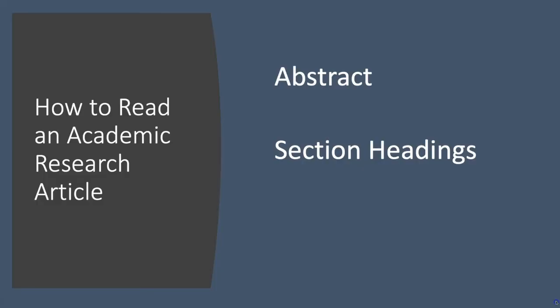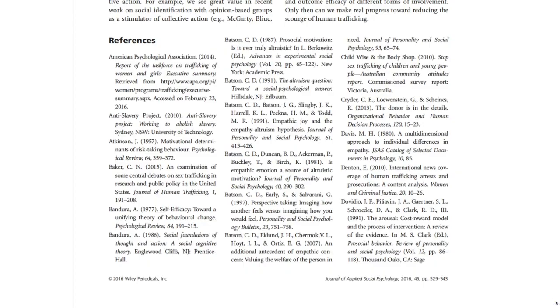And then finally, the bibliography. It's worth noting that almost all academic articles will contain a bibliography, or references, or a works cited, a list of sources that the authors have referred to in the article. Often, you don't need to spend a lot of time with this, but if you're looking for other articles on the same topic, reviewing the bibliography is a great way to find additional sources.